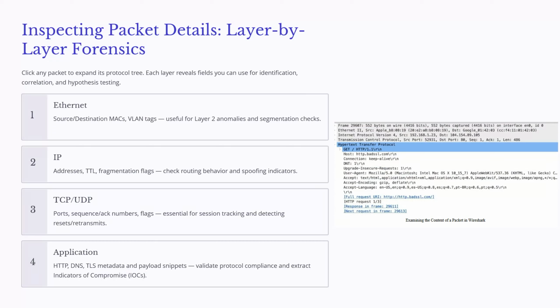Inspecting packet details, layer by layer forensics. When you click on any packet, Wireshark opens a detailed breakdown in the middle panel. It shows all layers of the packet, starting from the Ethernet header to IP to TCP/UDP to applications such as HTTP, DNS, TLS. Expanding each section reveals things like source and destination addresses, flags, sequence numbers, and payloads. This is where you can deeply understand how communication actually happens, step by step across the OSI layers.